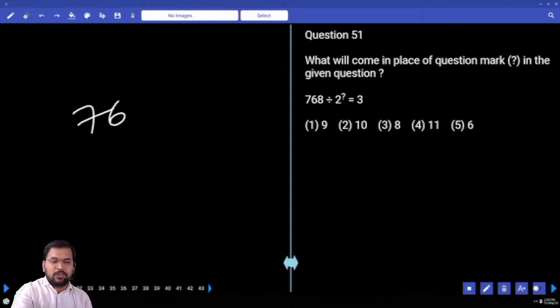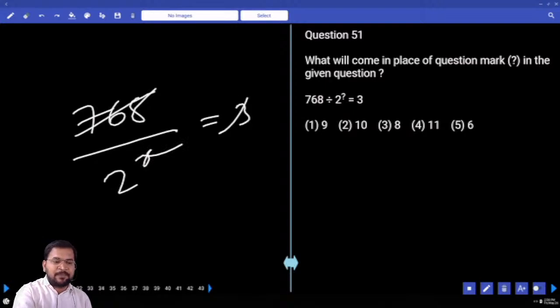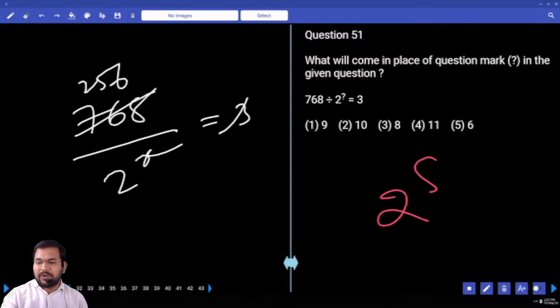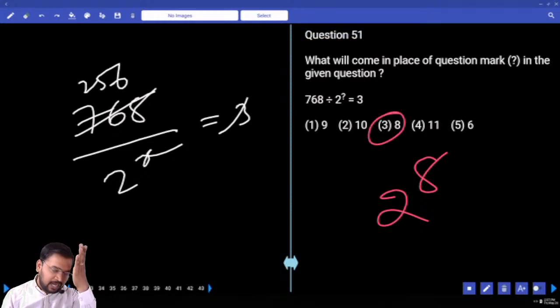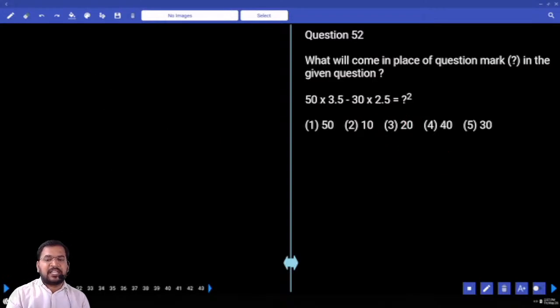Next one. 768 by 2 power x is equal to 3. 3 how many times? 256 times. 3 into 250 is 750, 3 into 6 is 18. 18 plus 750 is 768. So 2 power what value is 256? 2 power 8 value is 256. 2 power 10 value is 1024. Are you clear, Nana?